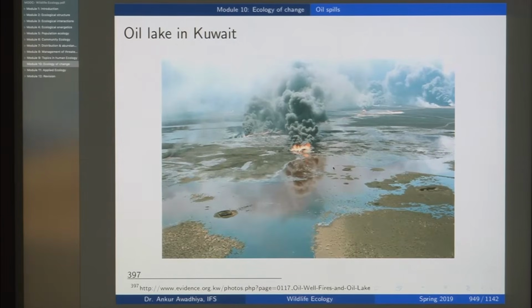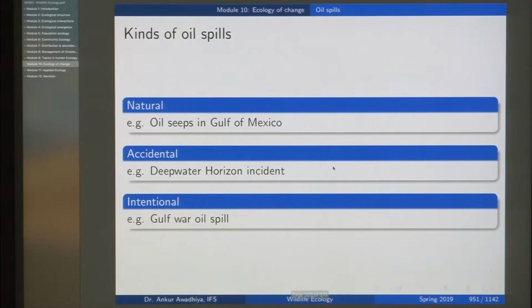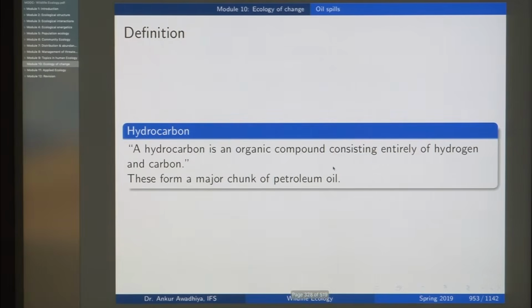So, in the case of terrestrial, it comes up on land, in the case of marine, it comes up on the seas, or it can be classified as natural, accidental or intentional, depending on whether it happened naturally, because of an accident, or because people actually wanted to give rise to this oil spill, as in the case of the Gulf War oil spill. So, this is an example of a natural oil spill, this is known as an oil seep.